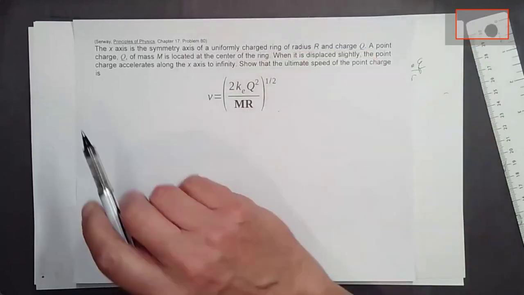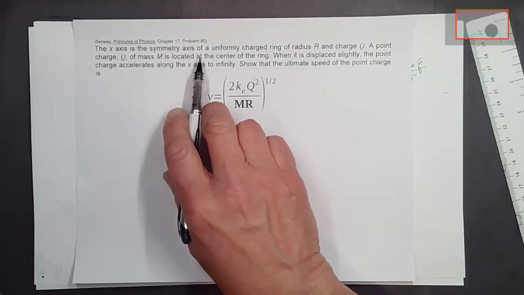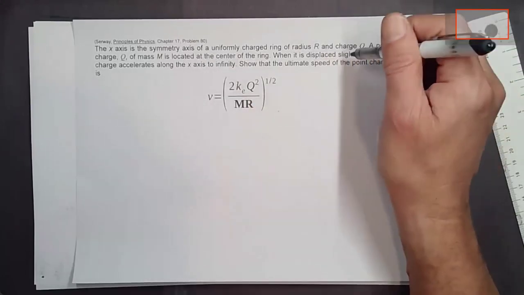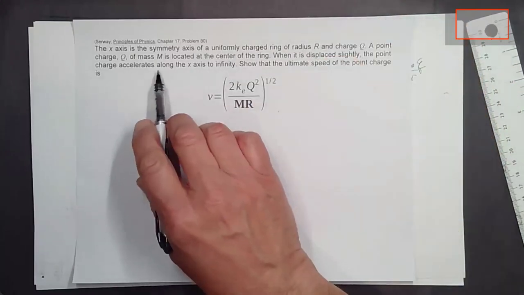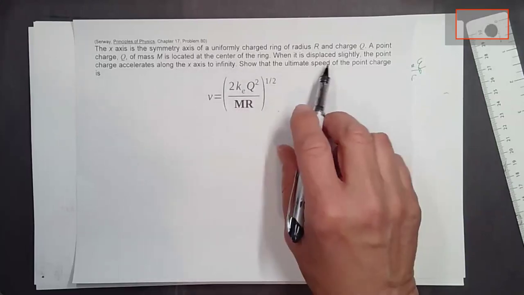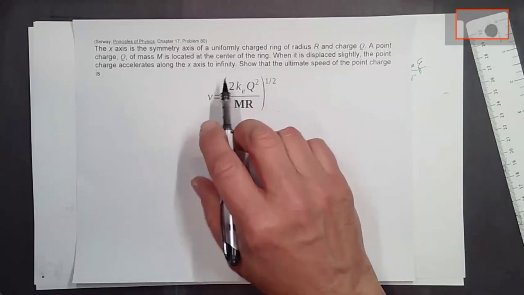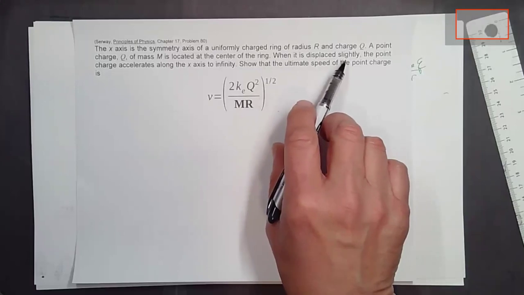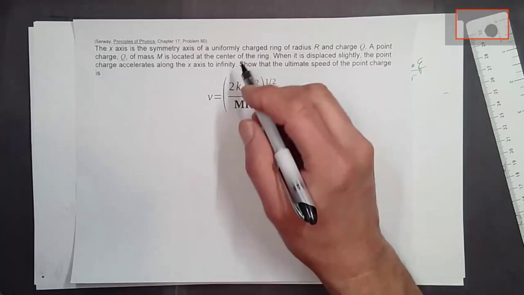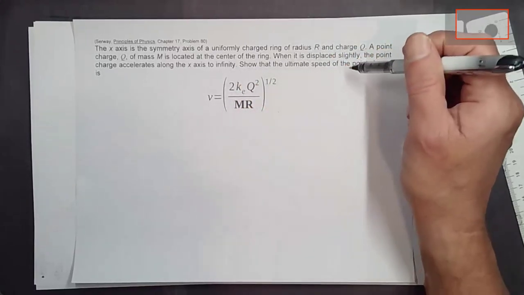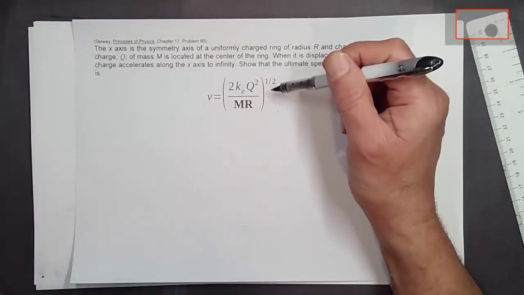The x-axis, here's the last problem here. The x-axis is the axis of symmetry of a uniformly charged ring of radius r and charge q, just like what we were dealing with. The point charge, capital Q, of mass m is located at the center of the ring. So it's the same amount of charge, but we've got it there at the center. When it is displaced slightly, the point charge accelerates along the x-axis to infinity and beyond, presumably. Show that the ultimate speed of the point charge is, and this is what we get.